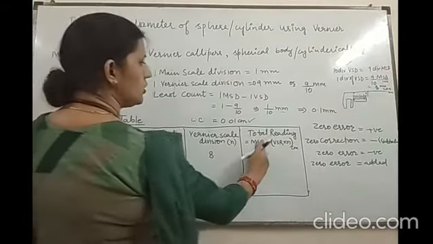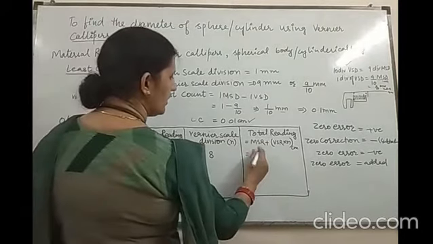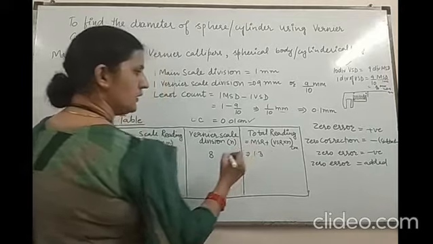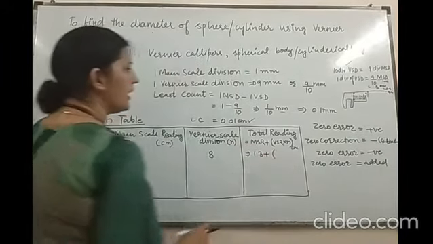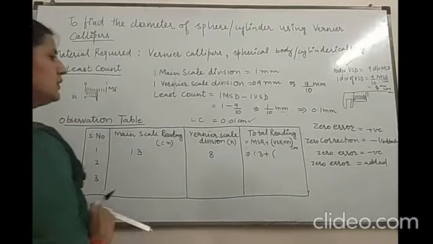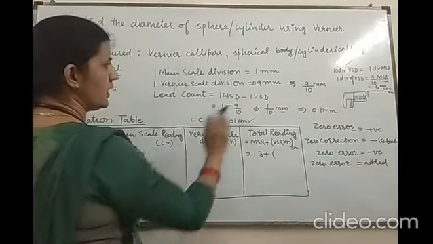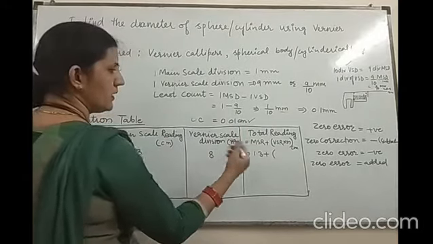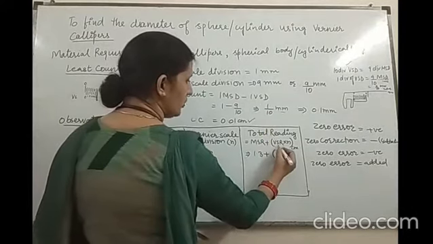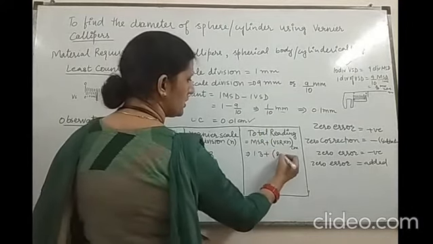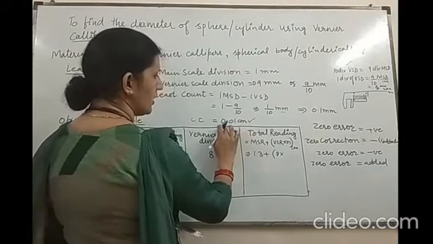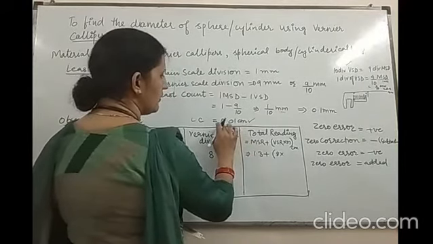And how will you take the total reading? The total reading will be the main scale value, 1.3, plus the Vernier scale reading. You cannot add the Vernier scale directly to the main scale because the values on the Vernier scale are in millimeters, so you multiply by the least count. There is a difference between these two scales. The Vernier scale reading was 8, and you have to take the least count in centimeter units.